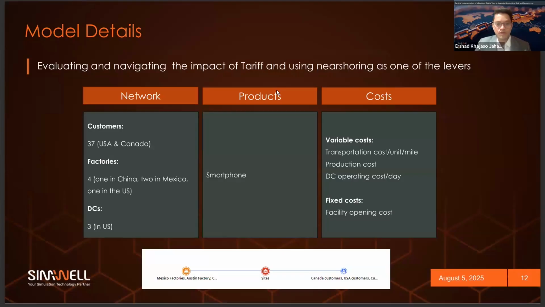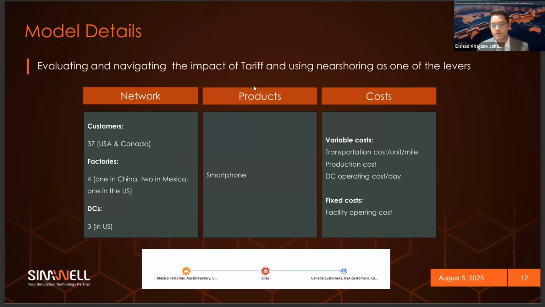Before jumping into the demo in Elastic, I'm just giving some context about the problem. So we are taking the example of a smartphone manufacturer. Most of the clients of that company are in the USA and Canada. They have four factories, one in China, two in Mexico, and one in the USA. Each of the factories has some production capacity. Ideally, in this demo, we kept the same production capacity for each of these plants to make the result easy to understand. We have three DCs in the USA.